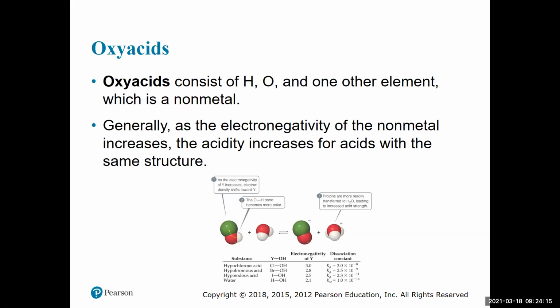Oxyacids are a term used when you have hydrogen, oxygen, and then another element, which is a non-metal. So that's that stuff that's in that upper right-hand corner of the periodic table. And in general, as the electronegativity of the non-metal increases, the acidity increases if you have the same structure.